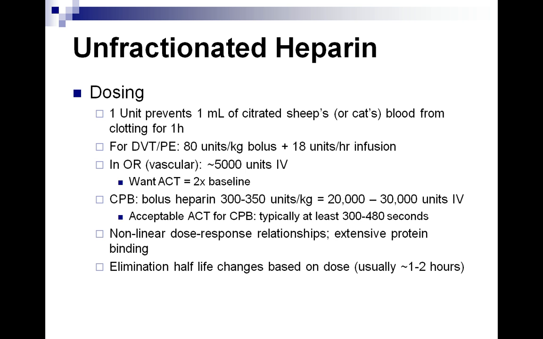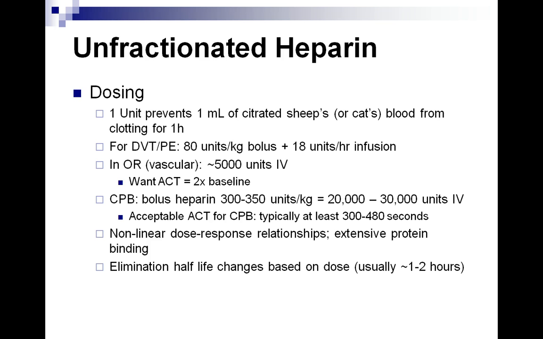How do we dose heparin? Well, the idea of heparin is that a unit of heparin is the amount of heparin that would prevent a milliliter of blood from a cat or from a sheep from clotting for 1 hour. So that's a unit. Practically, if we're loading somebody up with heparin because they have a clot, you give them usually a bolus of 80 units per kilogram and then start them on an infusion at 18 units per hour.